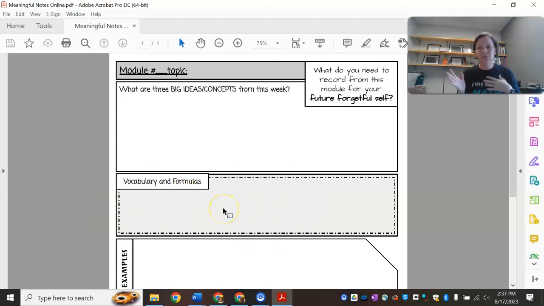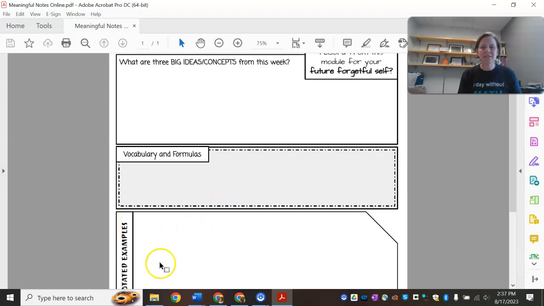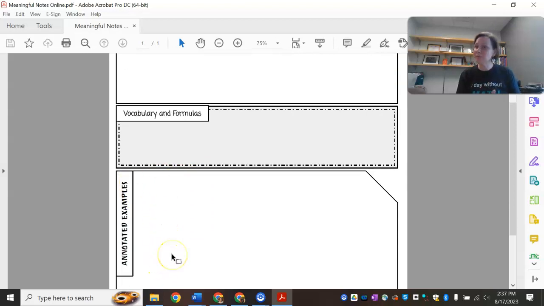Is there any vocabulary or formulas that I need to remember? There aren't any formulas in Module 2, but there might be some vocab words that I want to write down. And then at the bottom is annotated examples. These might be examples you found in the PowerPoint slide or in the videos. And the annotated means you made notes to yourself, tips, tricks, things I need to keep in mind as I solve similar problems. Maybe you worked through the PowerPoint slides and you're like, I didn't see any examples I want to write down. But don't worry.